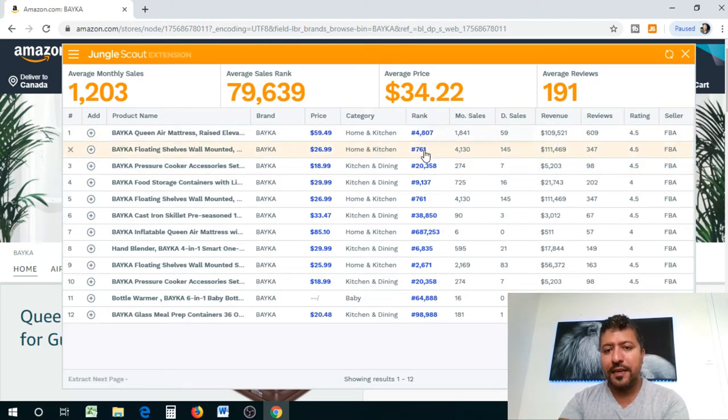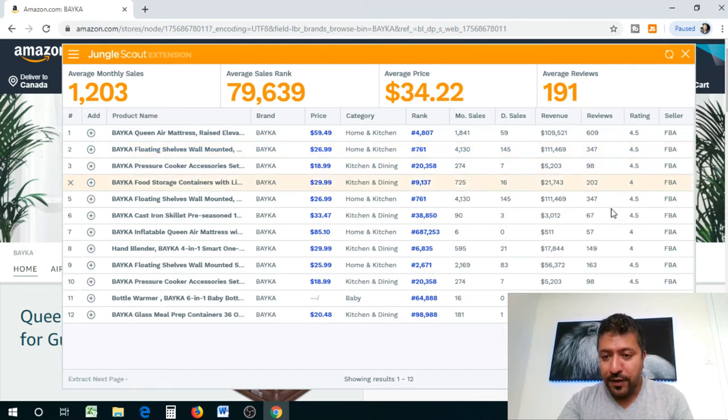And you will see, floating shelves, they are selling 4,130 units per month, guys. How crazy is that? They do 145 units per day. And this is only 347 reviews, guys. I've seen these kinds of numbers with products that have like 2,000 reviews and stuff like that. And they're doing $111,000 plus a month in revenue. So if 50% of that is their profit, guys, you're looking at $55,000 in their pocket every month. How crazy is that, guys?